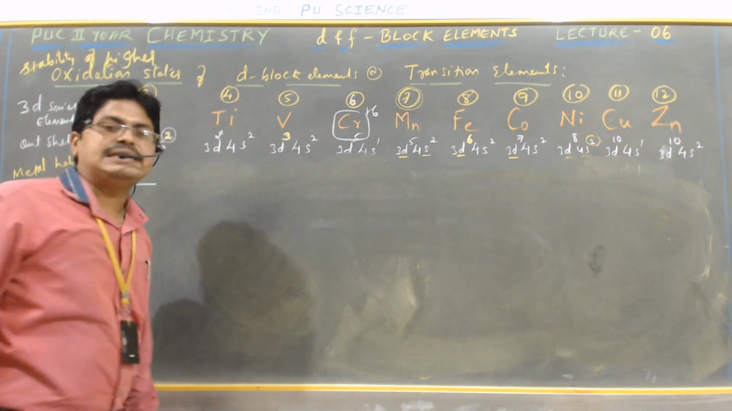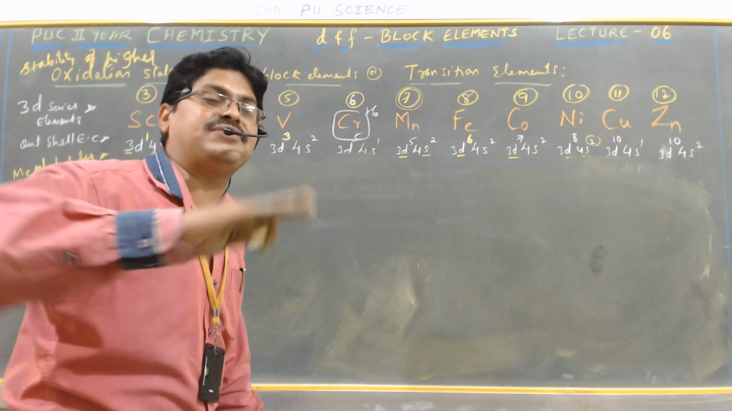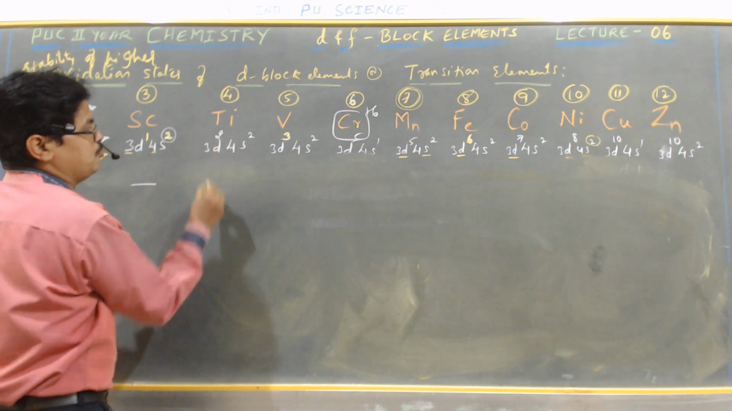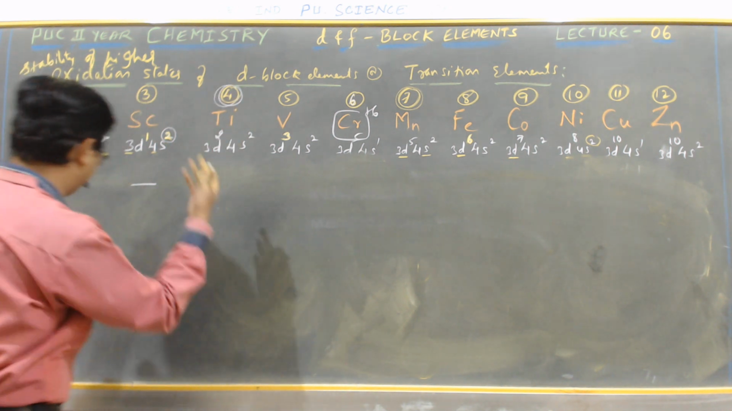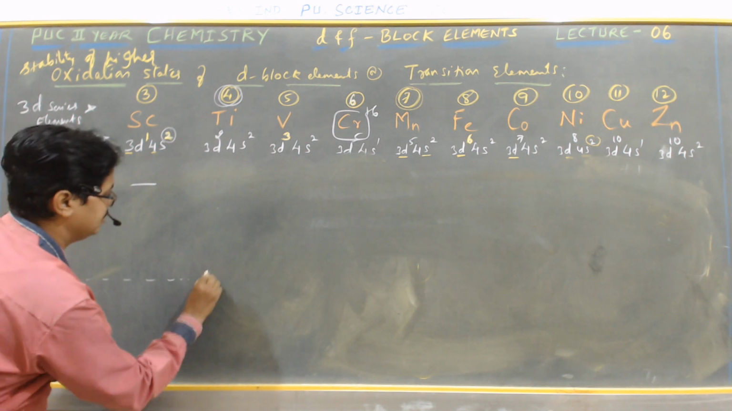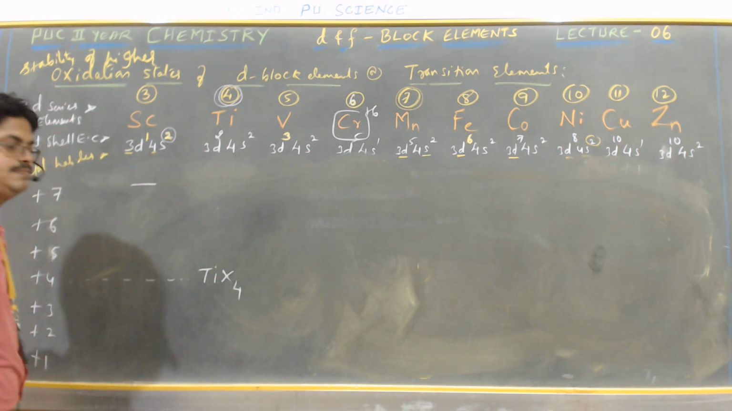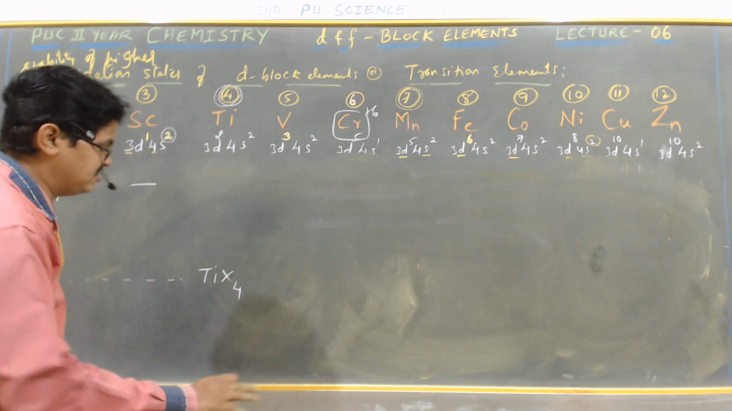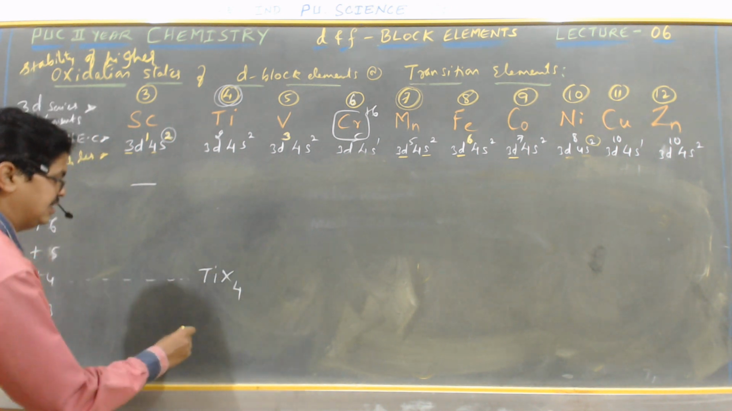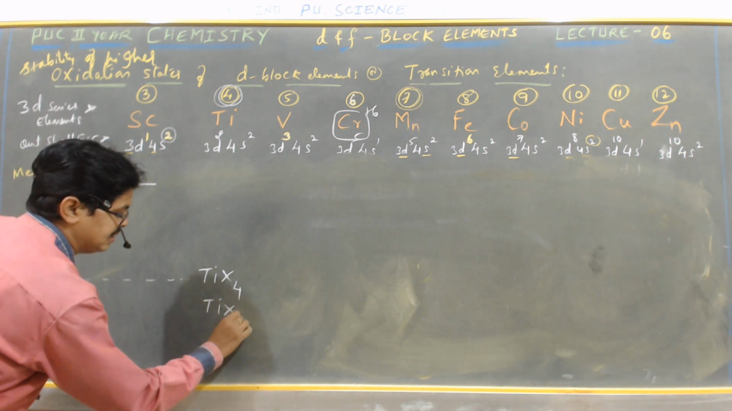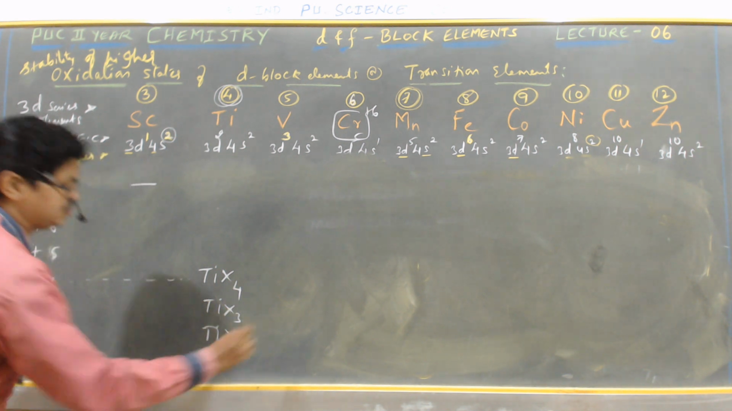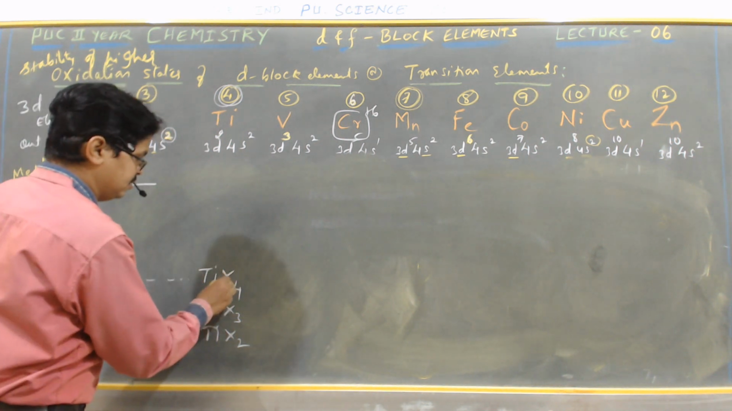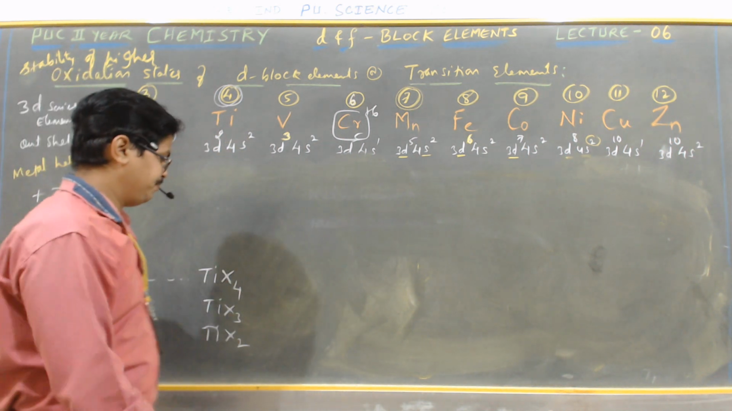From titanium, the higher oxidation state of titanium halide: what is the oxidation state? 2 plus 2, 4. Like that you can remember using the group number. That is plus 4, so here TiX4. Stability of the higher oxidation state with respect to TiX4. Then it also forms TiX3 and TiX2. Correct? Titanium forms plus 2, plus 3 and plus 4. That is what I am writing here. Fine. Okay. Next, with respect to vanadium.